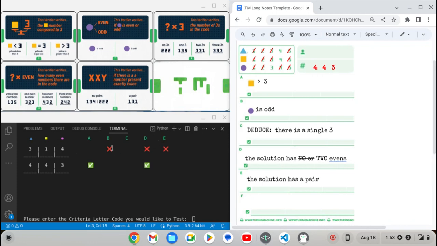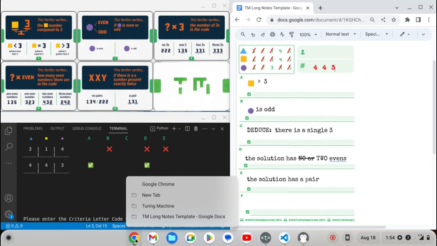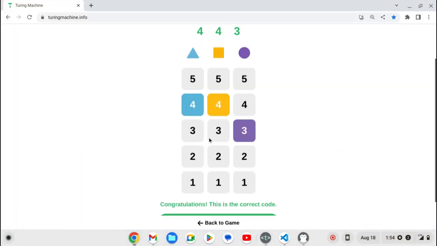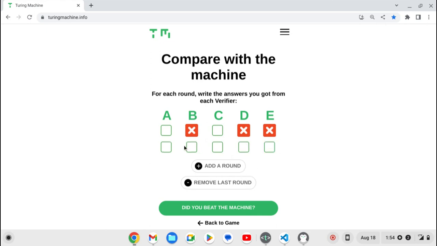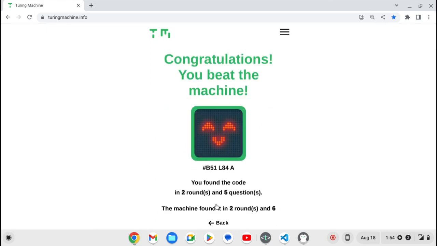So notice that in the first round we did B, D, E and they were all wrong, and then we did A, D and they were both correct. So let's type that up. So B, D, E were incorrect. And then A and D were correct. And let's see how we did. Okay, so we beat it by 1 question.